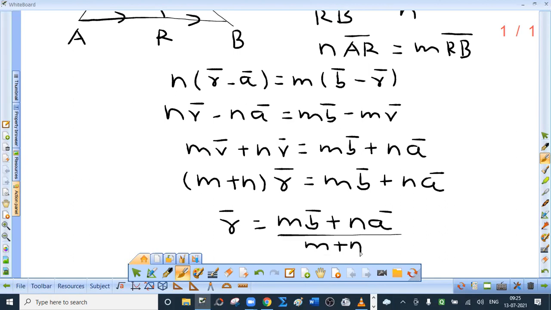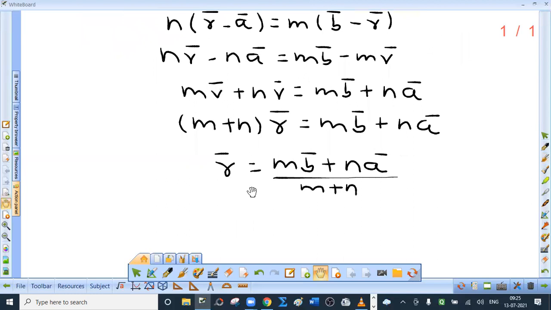Is that clear? Now, if I take A as (x1, y1, z1), B as (x2, y2, z2), then it can be easily proved that the point R, point of internal division, if its coordinates are x, y, z, then x is nothing but what will be x?